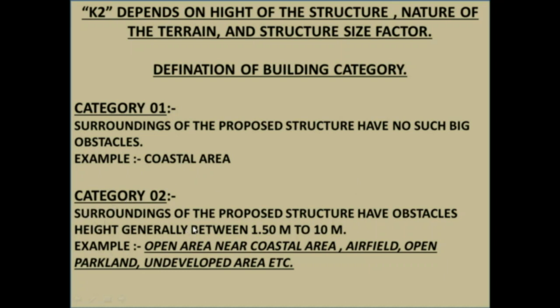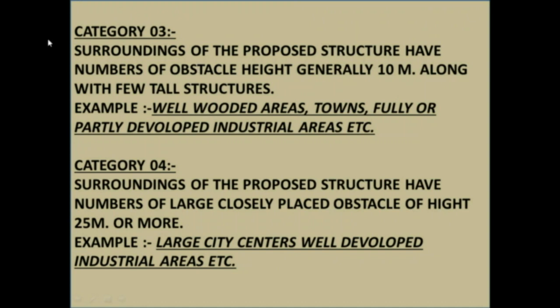Category 2: surroundings of the proposed structure have obstacle height generally between 1.5 meter to 10 meter. Example, open area near coastal area, airfield, open parkland, underdeveloped area, etc. Category 3: surroundings have a number of obstacles of height generally 10 meter along with few tall structures. Example, well wooded area, town, fully or partly developed industrial area. Category 4: surroundings have a number of closely spaced obstacles of height 25 meter or more. Example, large city center, well-developed industrial area, etc.